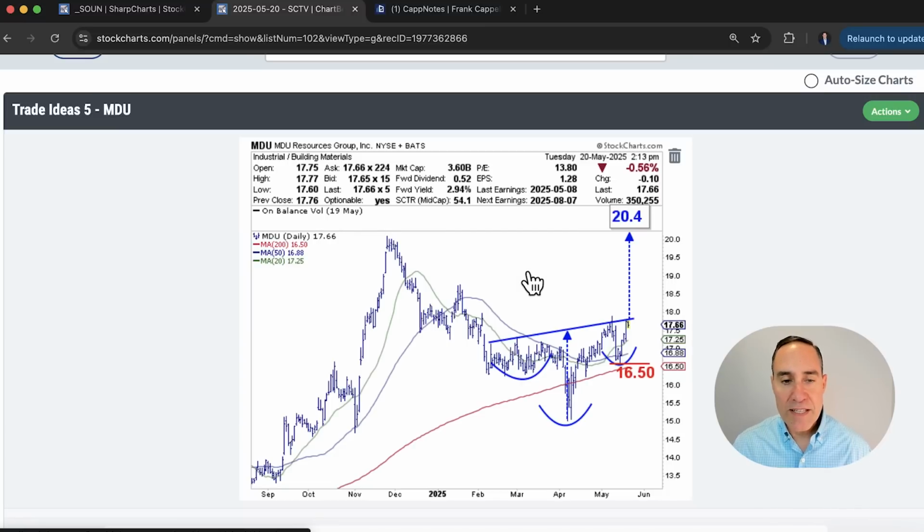And lastly, an industrial company conglomerate, MDU, very similar. This was coming back from a near 30% decline from late November to early April. And again, we have an upside target of near 20 right there.